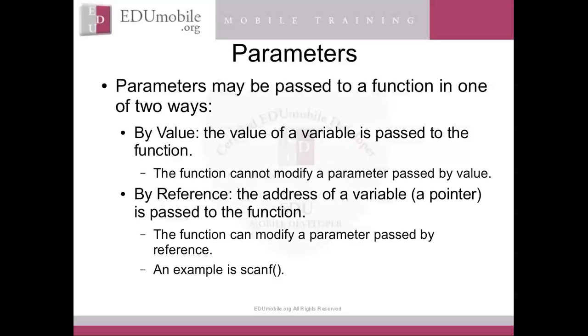However, if we want to modify the parameters that are passed into a function, we need to pass them by reference. In passing by reference, we actually don't pass the contents of a variable, we pass a pointer, we pass the address of a variable, and that is what we pass to the function. And the function can modify a parameter that's passed by reference. An example of this is scanf.